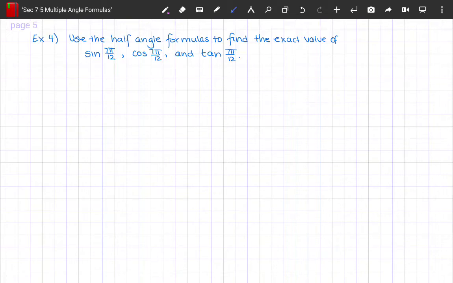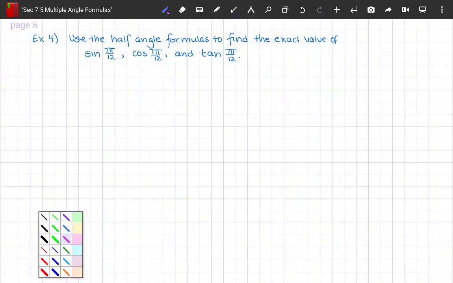And here's why. If u is equal to 7 pi over 12, then u over 2, what would that be? That'd be 7 pi over 24. This is not getting us anywhere. These are not our friendly angles. That's not going to help us. That's not what it means. That's not how we're going to use our half-angle formulas.